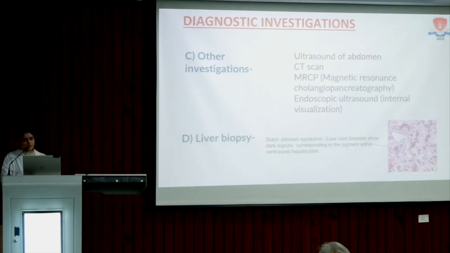Now, other investigations would include ultrasound of the abdomen, CT scan, MRCP, and endoscopic ultrasound. Liver biopsy would be particularly useful in case of Dubin-Johnson syndrome, where the liver core biopsies would show dark regions corresponding to the pigment within the centrizonal hepatocytes.